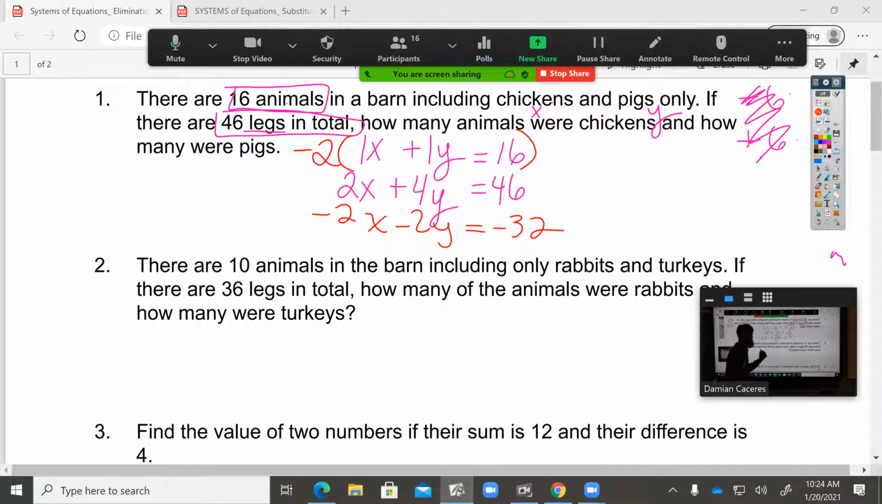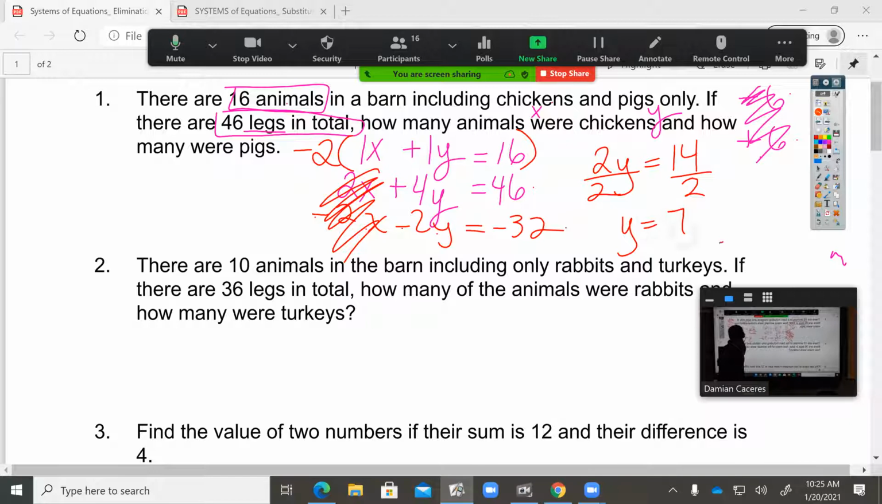Now we can combine these two equations. 2x minus 2x eliminates. 4y minus 2y equals 2y. And 46 minus 32 is 14. Now we just divide both sides by the coefficient, which is +2, and we get y equals 7.